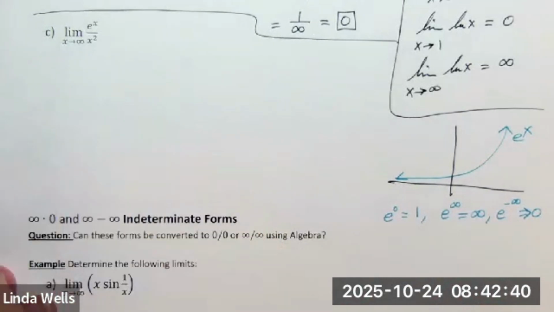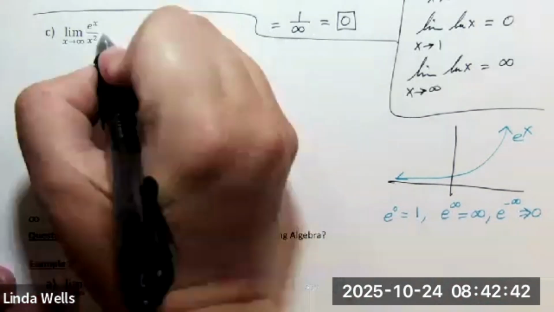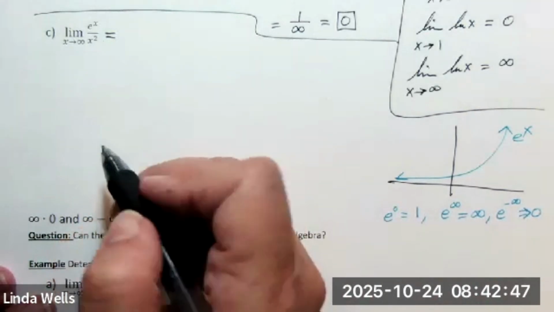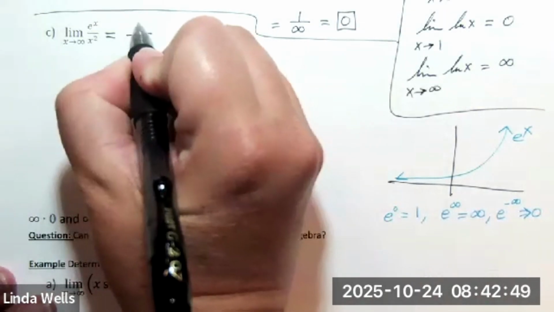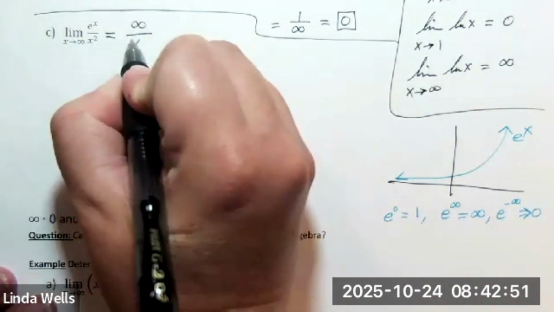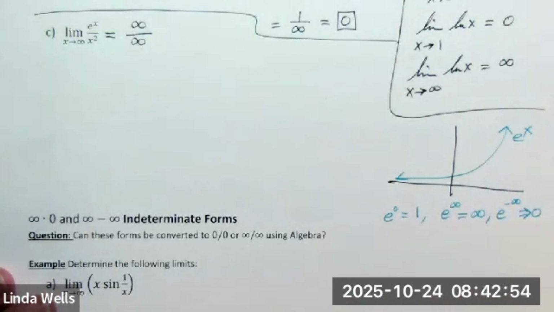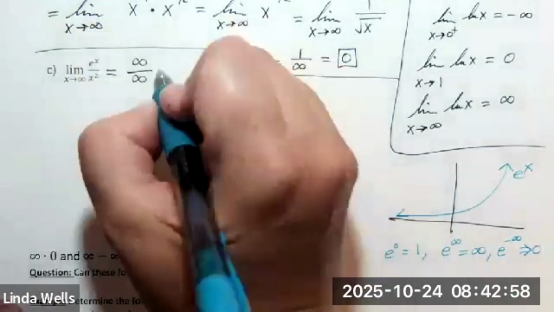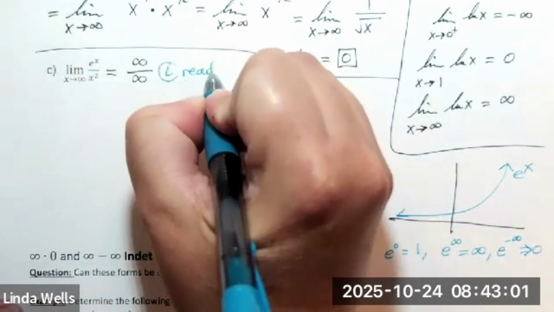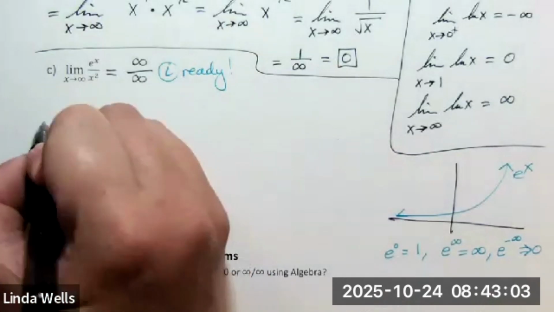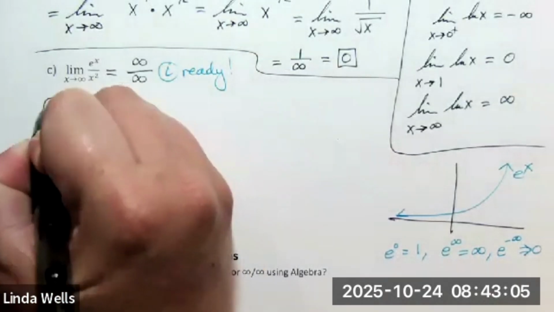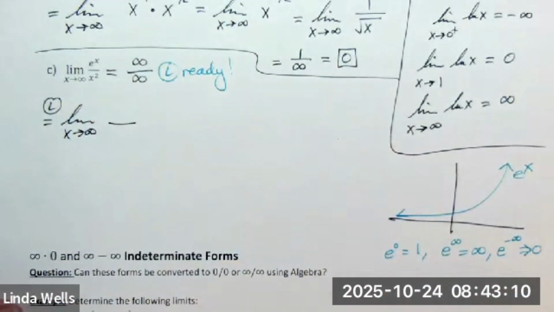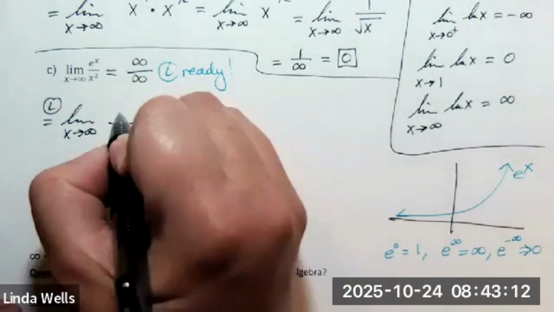Okay, so what do we do first here? It's a limit. What do we do first? Plug it in. So e to the infinity is infinity. Infinity squared. Ooh, wait a second. What does infinity over infinity mean? Look it up. We got L'Hopital ready. So let's do it. What does L'Hopital say you should do? Derivative of the top and the bottom.